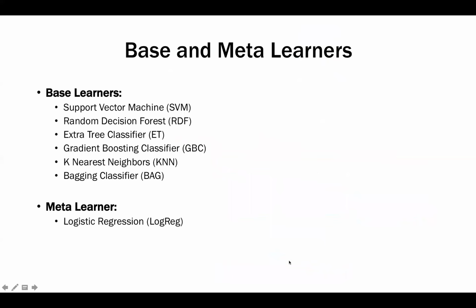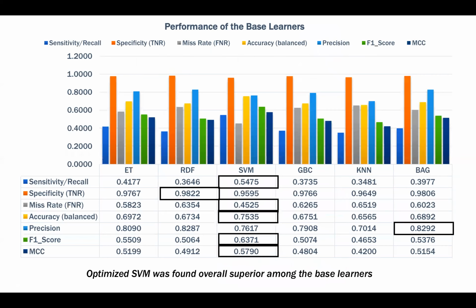In this classification task, we have used 6 different base learners, such as support vector machine, random decision forest, extra tree classifier, gradient boosting classifier, k-nearest neighbor, and bagging classifier. As the meta learner, we use logistic regression to non-linearly combine the output of the base learners. Here I have shown the performance of the base learners. So the highlight is the optimized SVM was actually found to be the best base learner for this classification task.